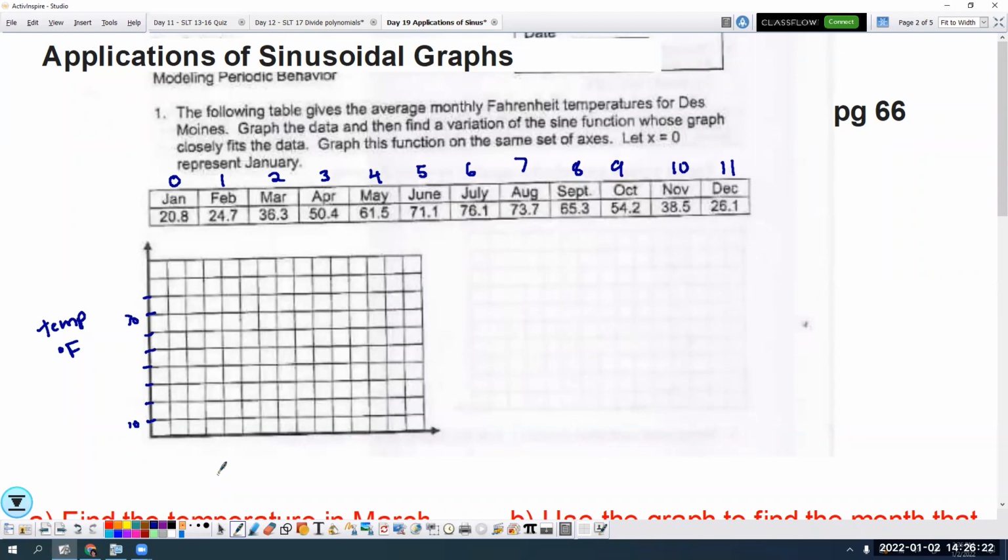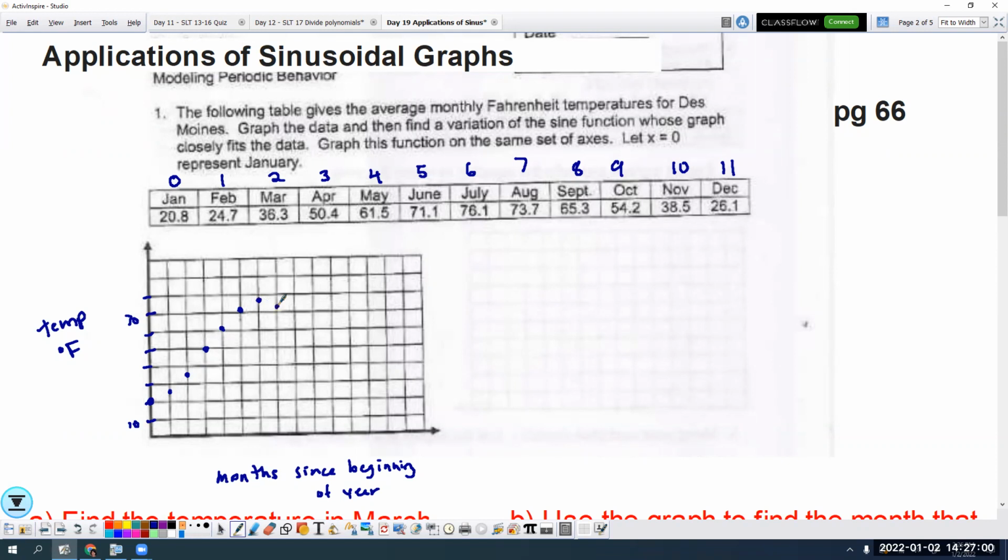Okay. So here, what should we call this? We'll just call it months since the beginning of the year. So at January, we have about 20. And then February is about 24. 36, 50, a little more than 60, a little more than 70, a little more than halfway.